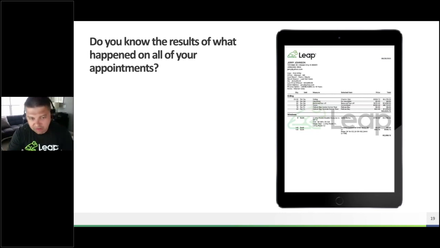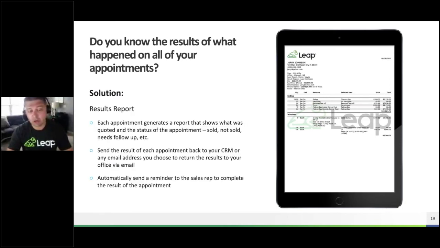When you put everything into Leap, every appointment that your sales reps run can be resulted, and no matter if it's a sale or not, it will upload all that information back to the home office, whether it's directly into your CRM, or it uploads it into an email account, or just into Leap in general, where you can log into our back end and get that information.